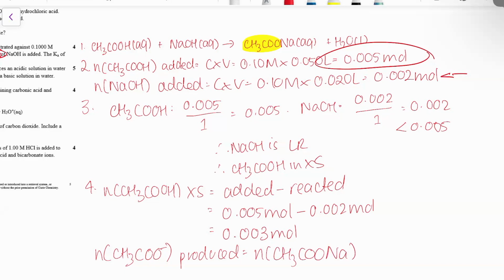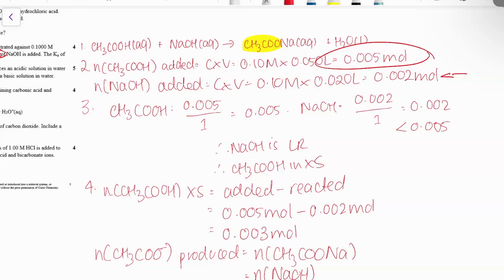And sodium acetate is on the product side, so you don't have to figure out how much you added or how much you reacted. It wasn't added in the first place, it just got made. And how much gets made depends on how much limiting reagent you have. Once again, everything's a 1-to-1 ratio. So the moles of sodium acetate is the moles of NaOH, which is equal to the 0.002 moles you calculated earlier.